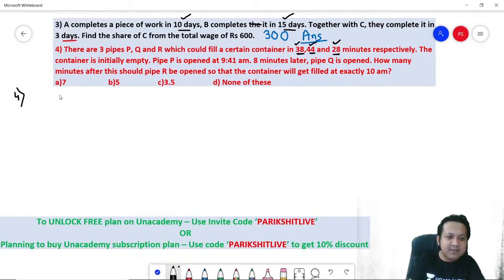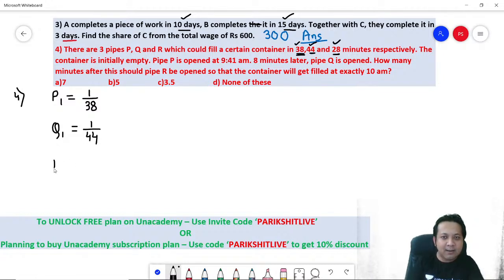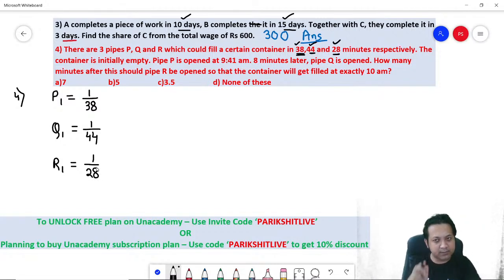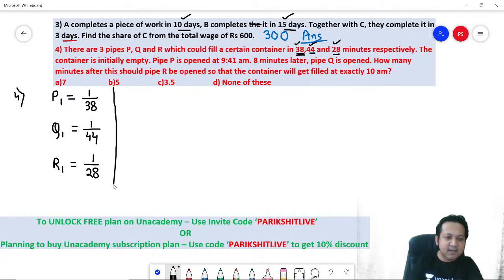What I will do is say P is doing the entire work in 38 minutes. So can I say in 1 minute, P is doing 1 by 38 of the work? Correct? What about Q? Q is doing the entire work in 44 minutes. So in 1 minute, Q is doing 1 by 44 of the work. What about R? R is doing the entire work in 28 minutes. So in 1 minute, R will be doing 1 by 28 of the work. Correct?